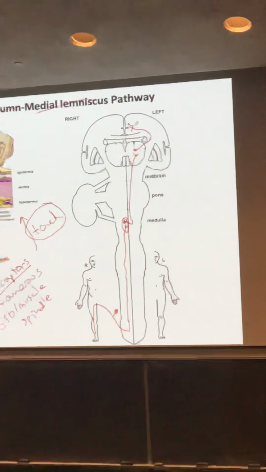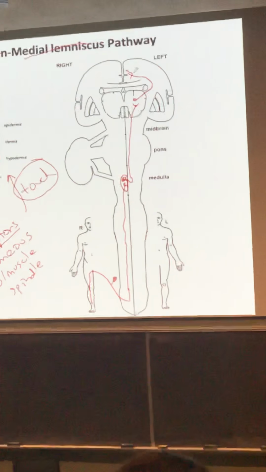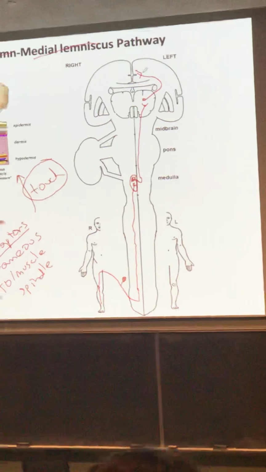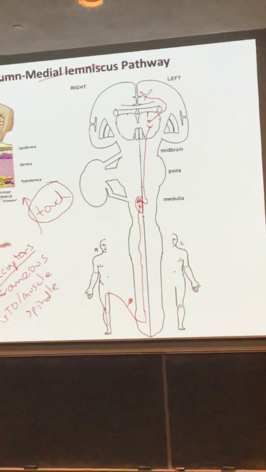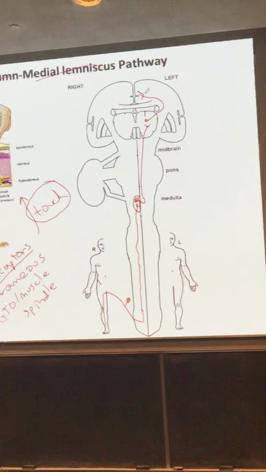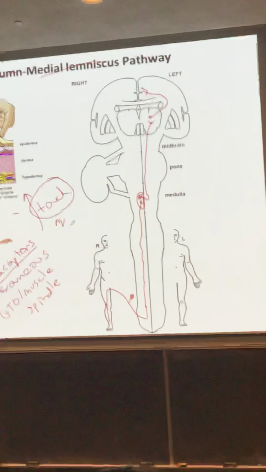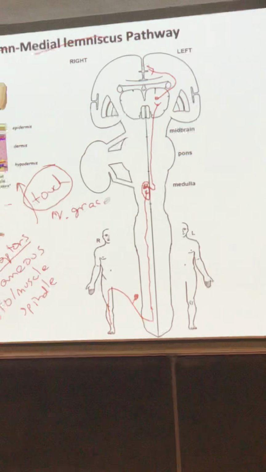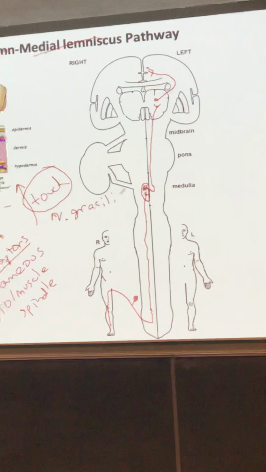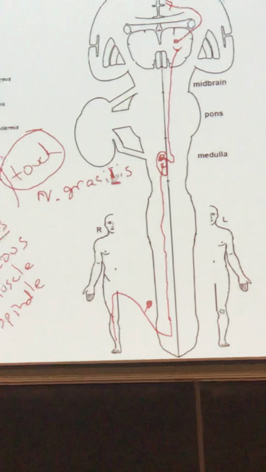Same receptors that went to the cerebellum are also going to this nucleus. And this nucleus in the medulla, which is a nucleus for leg, is called nucleus gracilis. Nucleus gracilis, because again we said it was for the leg.